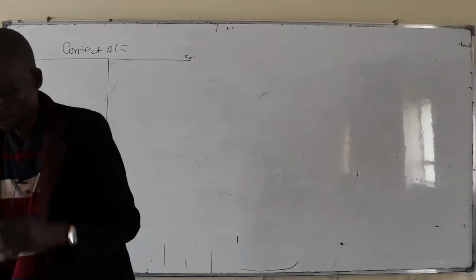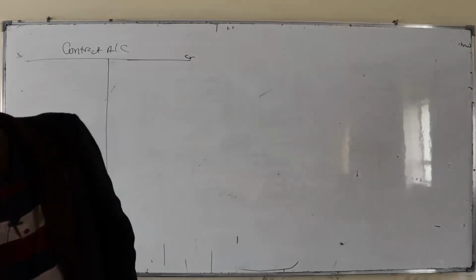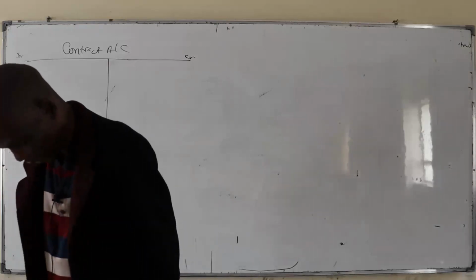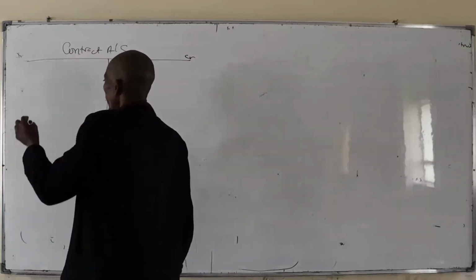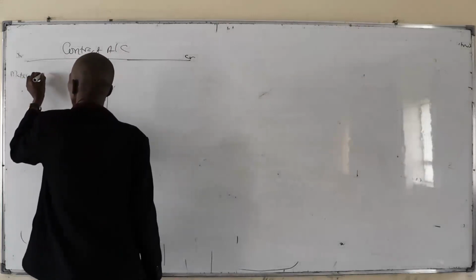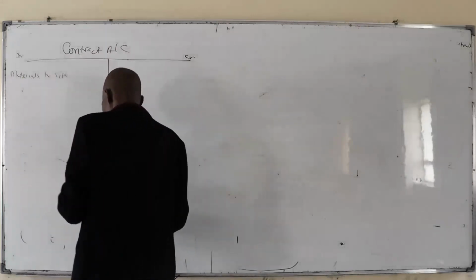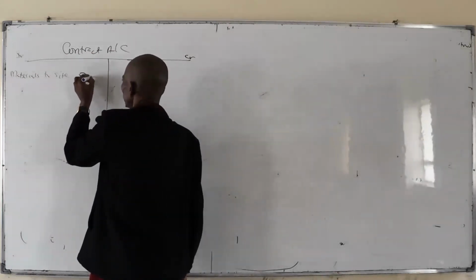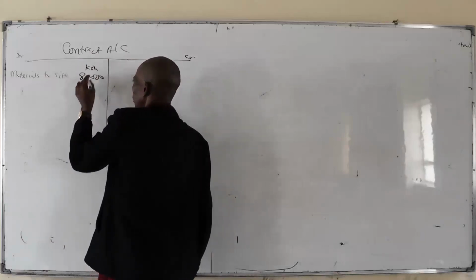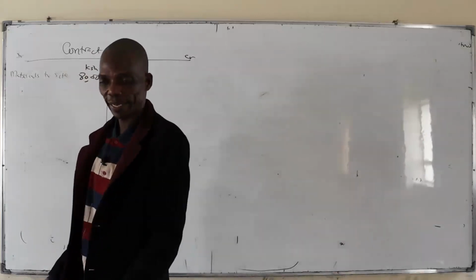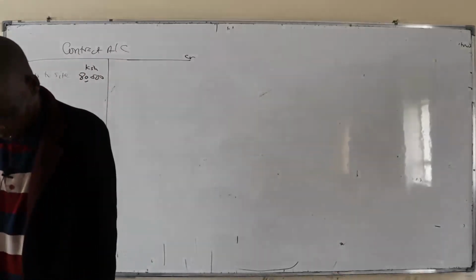Now we start. You've been told the material issued to site is 80,000. So we have materials to site, 80,000. You can see we shall be on the debit side, posting the cost that we are incurring for this particular contract.